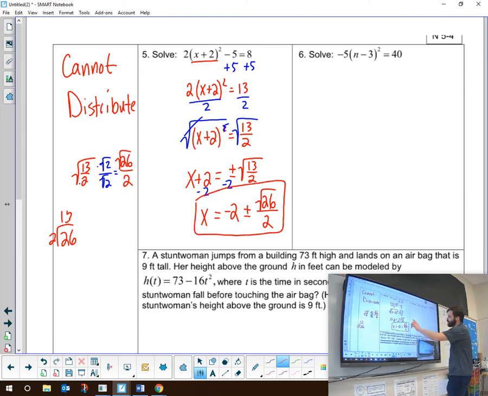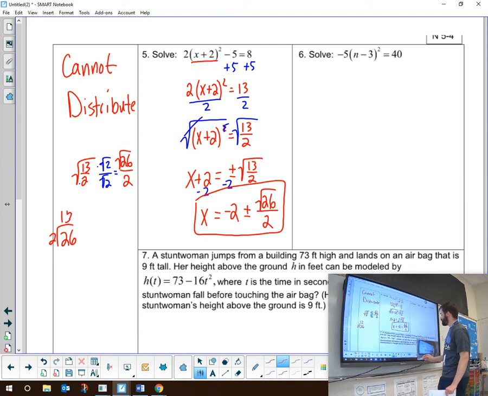Okay, so we're using all of the skills that we learned before. We simplify this fraction. Then we just minus the 2 over. We're going to write our whole number in front of my square root. It's going to be negative 2 plus or minus the square root of 26 over 2.